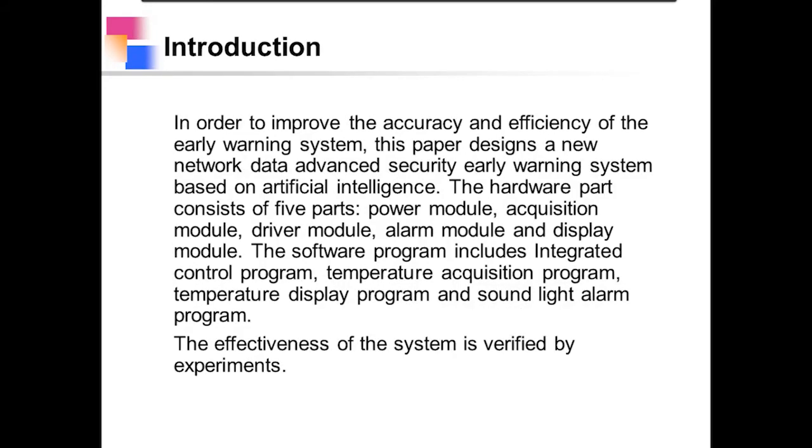Introduction. As a carrier of information network data, automatic identification system has the ability to process information and extract key attributes of information, which facilitates people's life and ensures the authenticity of information. There are a large number of common signals with nonlinear and non-stationary characteristics in the data signal, and information contained in the internal time domain and frequency domain must be analyzed by the safety early warning system. In order to improve the accuracy and efficiency of the early warning system, this paper designs a new network data advanced security early warning system based on artificial intelligence.